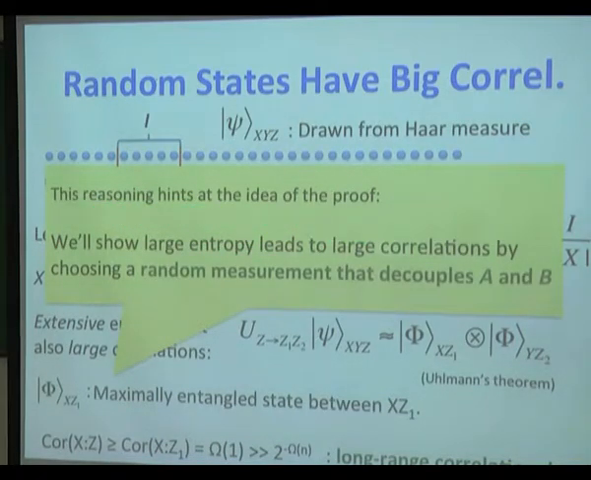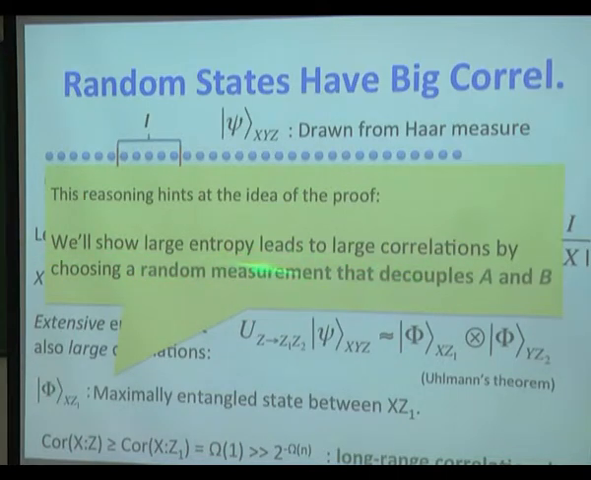So this reasoning hints at the idea we want to use for the proof that I want to explain. So we will show that large entropy leads to large correlations. Okay, so this will be the strategy. We assume that area law doesn't hold true. So we have some regions of very large entropy. From this, we want to find that the correlations must be big as well. And because we know the correlations are not big, our initial assumption cannot be true, and we must have an area law.